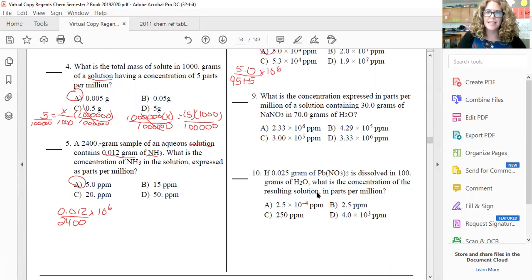All right, so what is the concentration expressed in parts per million of a solution containing 30 grams of sodium nitrate? So that's my solute, right, 30 grams. So the mass of the solute is 30 grams, divided by the mass of the solution. It's 70 grams of water. So what do we have to do when we see water? We have to add the solute and solvent mass together. So I have the 70 grams plus those 30 grams, and then times a million. And so the answer to number 9 is C.